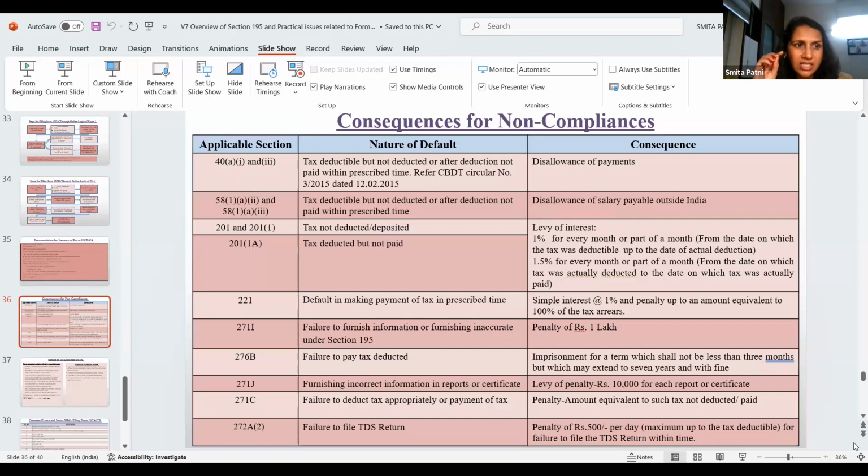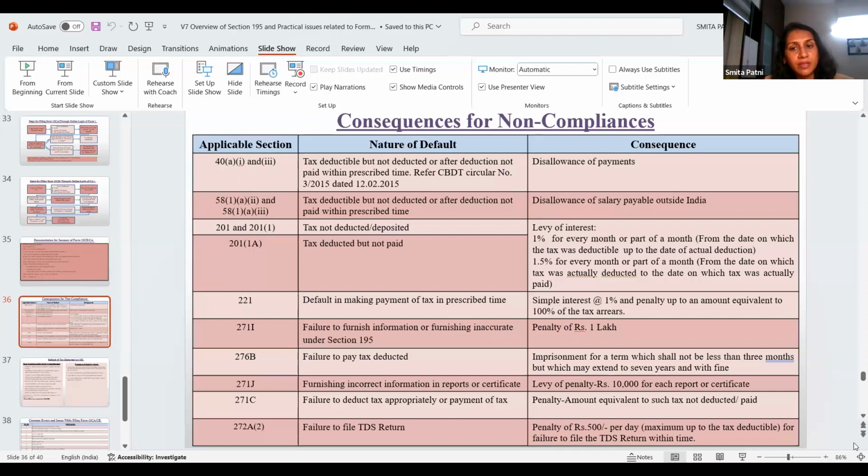Section 201(1), I have already told you, assessee in default. The payer will be an assessee in default only if the tax is not paid later on. If the payer did not deduct the tax and the payee did not deposit the tax, or the payer forgot to pay the taxes or did not deduct the complete tax, but later, at the filing of ITR, the payee has completely paid that amount, then in that case the payer will not be considered an assessee in default. This amendment has come recently, I think in FY 2022-23, Finance Act 2023. So we have to be careful about this.